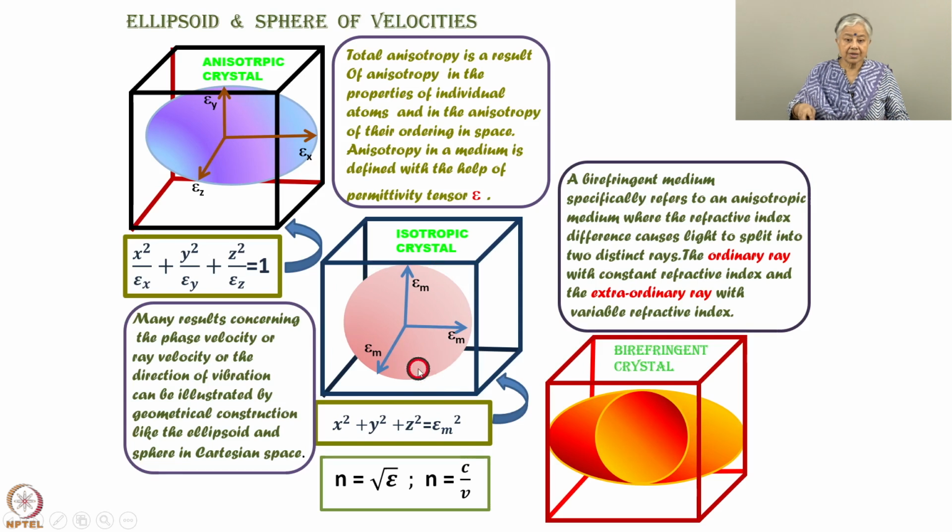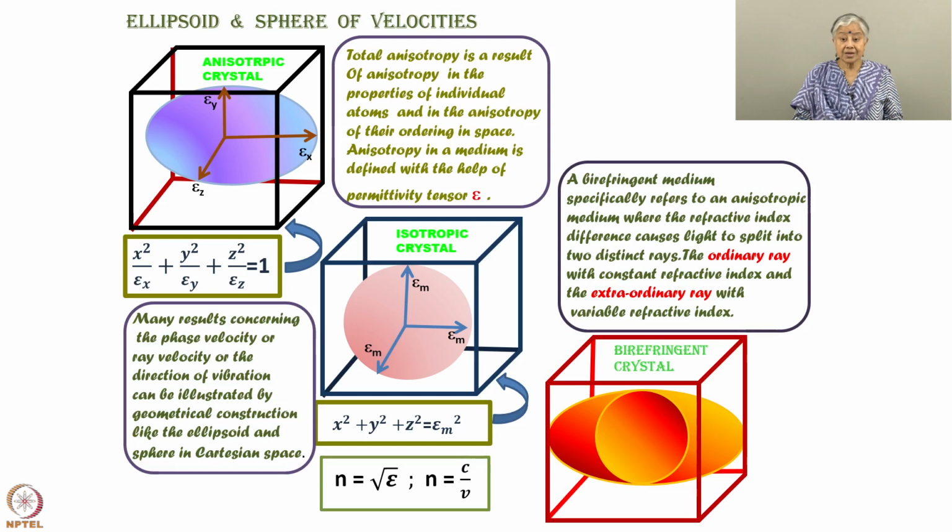Again, this sphere is just a special case of an ellipsoid. If you have a sphere for that particular crystal, that means the permittivity is the same in all directions. That means epsilon becomes a scalar quantity. It is not a tensor any longer, because in all directions epsilon is the same, and so the refractive index is also the same. Such a medium is called an isotropic crystal.